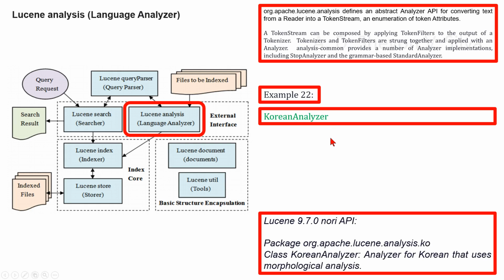The Lucene 9.7.0 Nori API. Nori is a morphological analyzer for Korean text. Class KoreanAnalyzer in package org.apache.lucene.analysis.ko is an analyzer for Korean that uses morphological analysis.